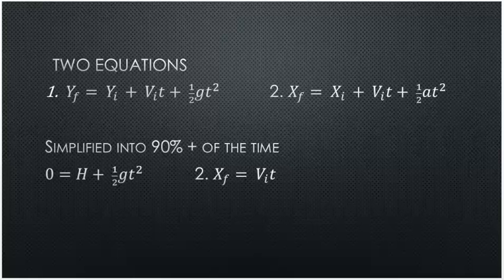Now, what I want you to understand is that 90% of the time, if not more, it's going to simplify down into these two equations. YF is going to be where it lands. Well, where's it going to land? It's going to land at the bottom of the cliff, so the height is 0. YI is the height. They want you to find how tall it was, so I put an H in there, the height.